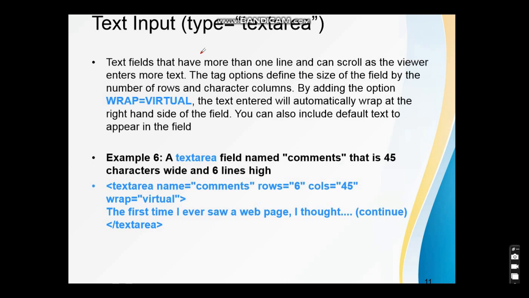Next is type equal to textarea. When the user wants to insert more than one line, at that time we are going to make use of this textarea. Here you can see textarea, name is equal to comment, rows is equal to 6, columns is equal to 45. So when the user wants to insert more than one line, it is going to make use of this textarea element.